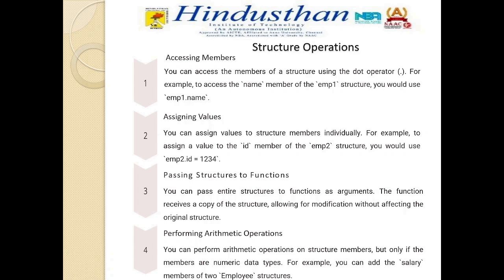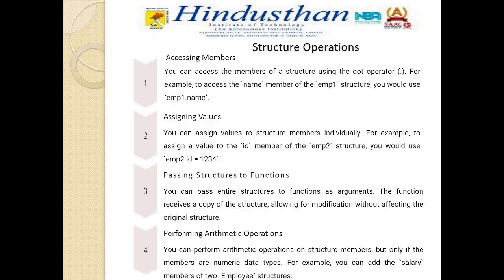Now let us see about structure operations. Now we discuss the different operations of structure and how the operations can be done on the values that are stored in the structure. Accessing members. You can access the members of a structure using the dot operator. For example, to access the name member of the employee1 structure, you would use emp1 dot name. And assigning values. You can assign values to the structure members individually. For example, to assign a value to the ID member of the emp2 structure, you would use emp2 dot ID equal to something else.